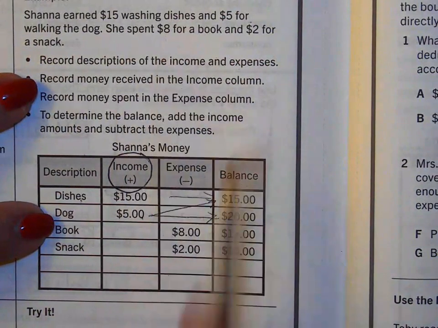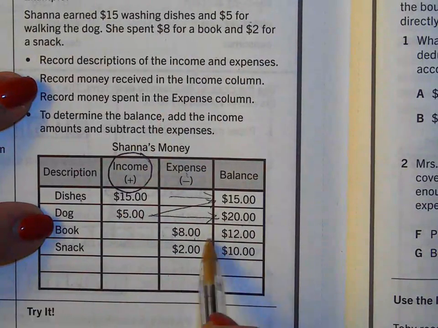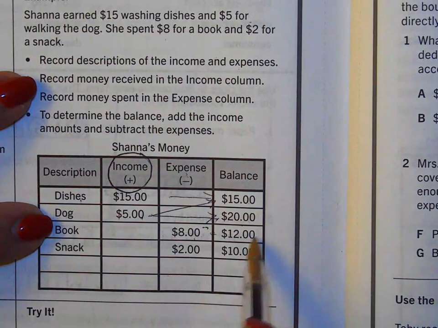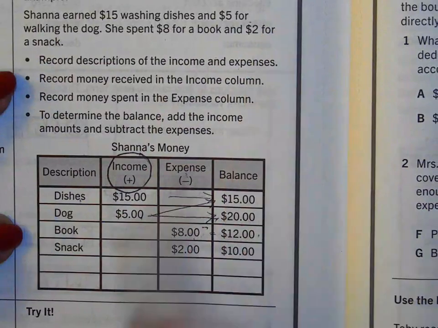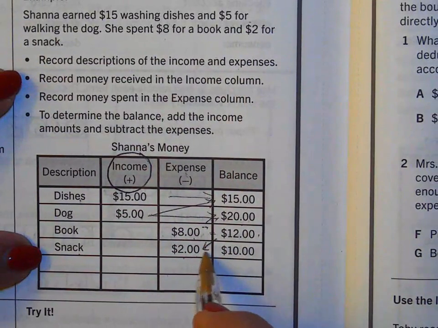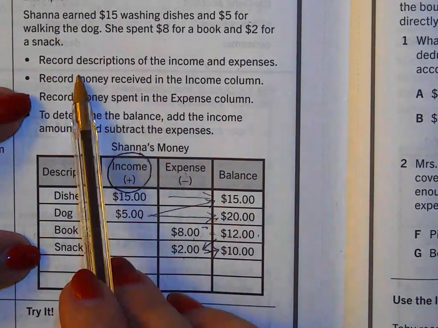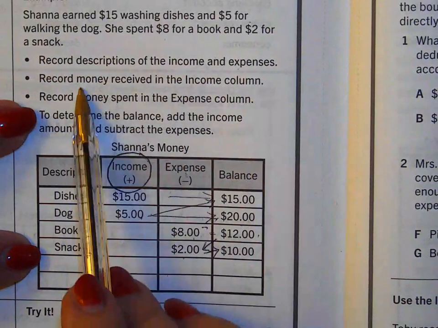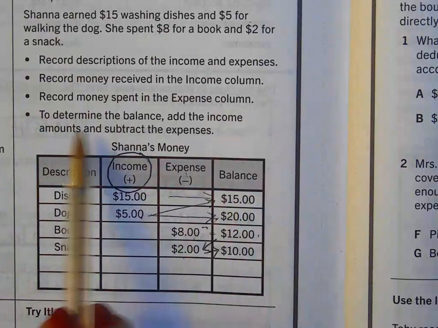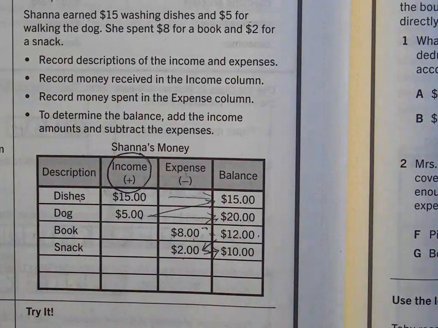She spent, okay, here's her expenses. Spent $8 for a book. So we took the 20 minus 8 equals $12, and $2 for a snack. So 12 minus 2 equals 10. Now, this is record descriptions of the income and expenses. Record money received in the income column. Record the money spent in the expense column. To determine the balance, add the income amounts and subtract the expenses.